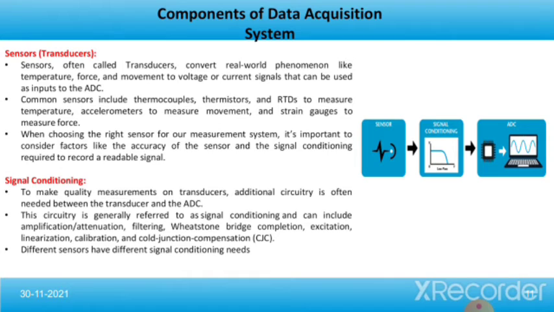Lastly is signal conditioning. To make quality measurements on transducers, additional circuitry is often needed between the transducer and the ADC. This circuitry is generally referred to as signal conditioning and can include amplification or attenuation, filtering, Wheatstone bridge completion, excitation, linearization, calibration, and cold junction compensation. Different sensors have different signal conditioning needs.